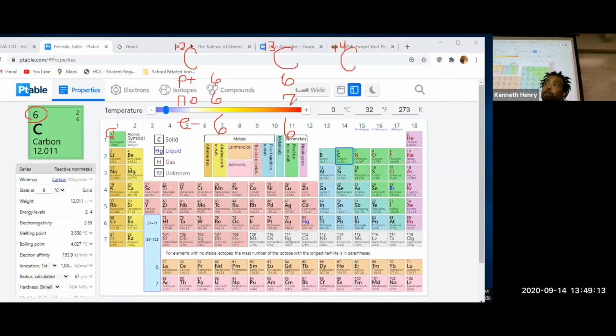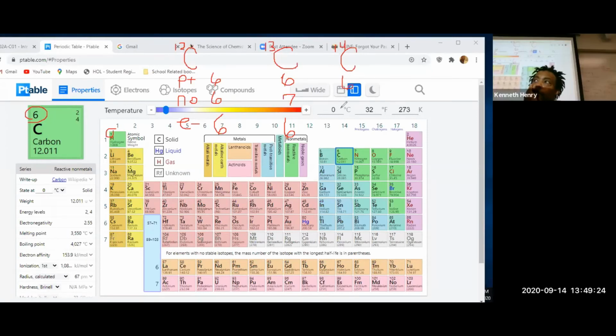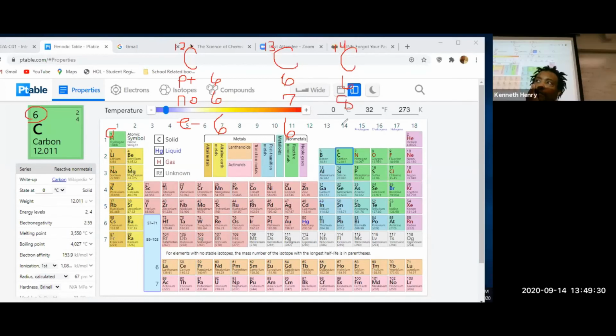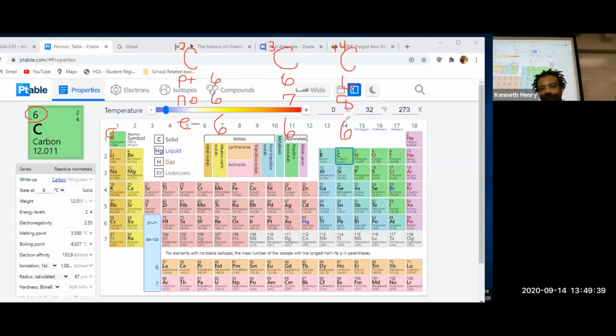Okay, so what about carbon-14? Number of protons: 6. Number of neutrons: 8. Number of electrons: 6. Okay, piece of cake? Yeah.